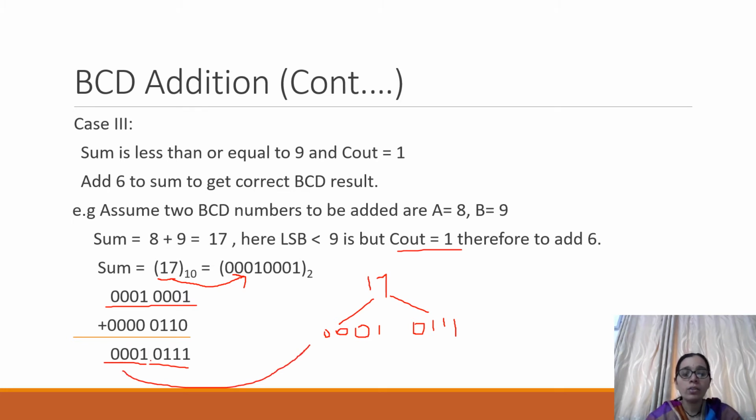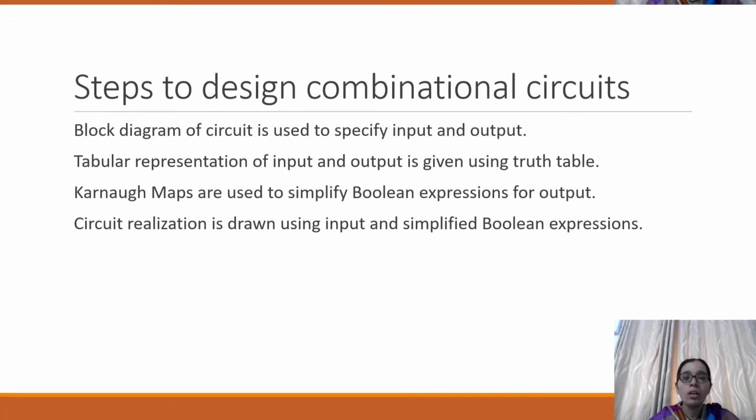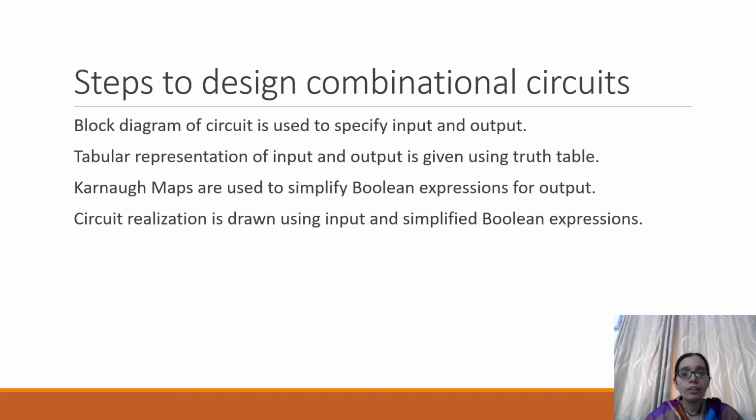So these are the three cases of BCD addition before starting with the BCD adder circuit. Now another prerequisite that we will require is steps to design the combinational circuit. So BCD adder is one of the combinational circuits. So we will quickly revise the steps required to design combinational circuits. First is block diagram, where we will specify what are the inputs and outputs required for the given circuit. Then we will need truth table. Depending upon combination of input, what is the output, that we will summarize in the truth table.